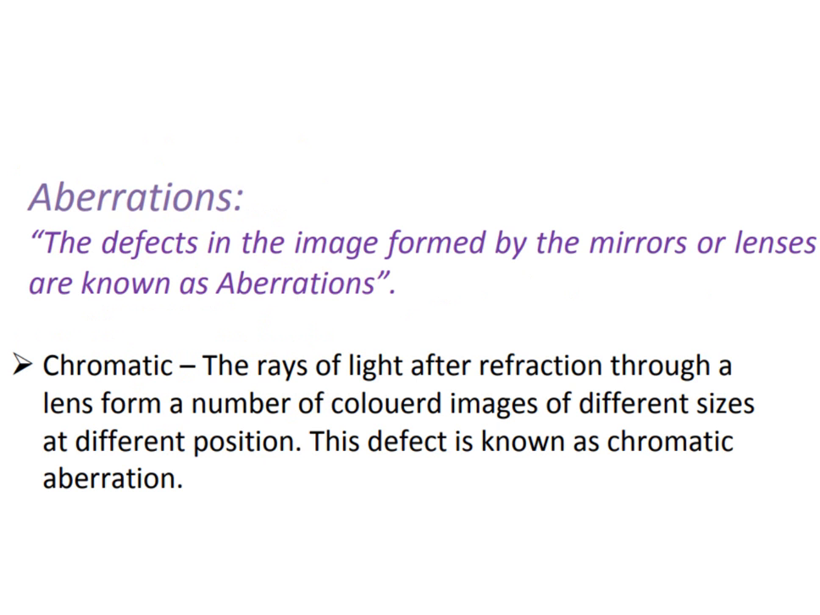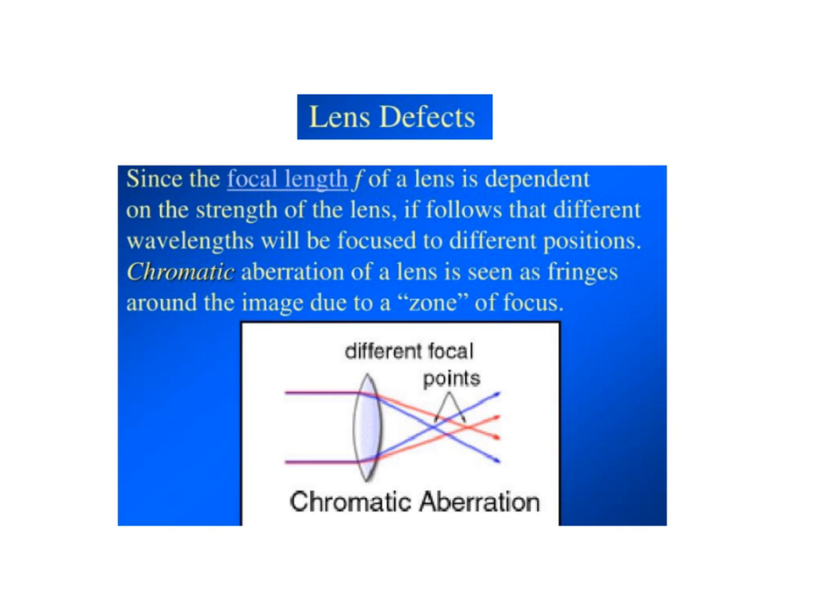First, what is chromatic aberration? The rays of light after refraction through a lens form a number of colored images of different sizes at different positions. This defect is known as chromatic aberration. In the previous lecture, we have seen the lenses, convex lens and concave lens. Let us see here the lens defect.